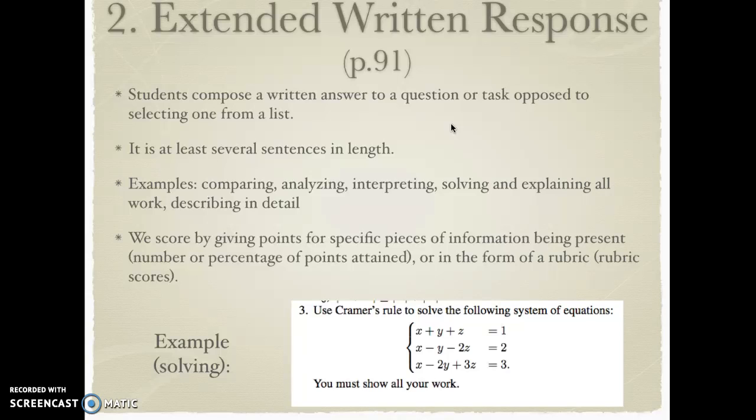I did a math example of written response because I think we generally think of written response in terms of literature and reading or a science explanation, but this can also be used in math. In this example, the students would solve this math problem, show all their work, and then explain their steps. So this would be an example of a written response in math.